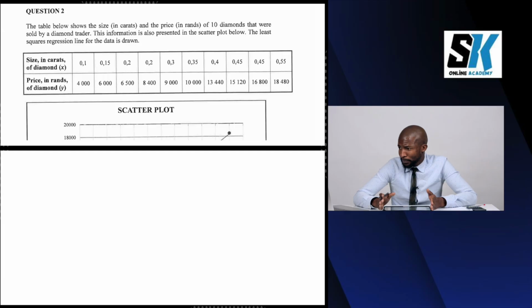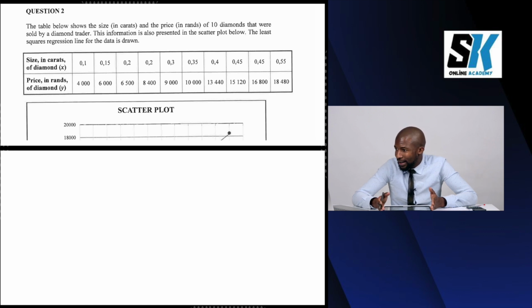And now we go on to question 2, which is also part of your statistics. In this case, we have a scatter plot with the table. So question 2 goes as follows. The table below shows the size in carats and the price in rands of 10 diamonds that were sold by a diamond trader. This information is also presented in the scatter plot below, which is on your graph.